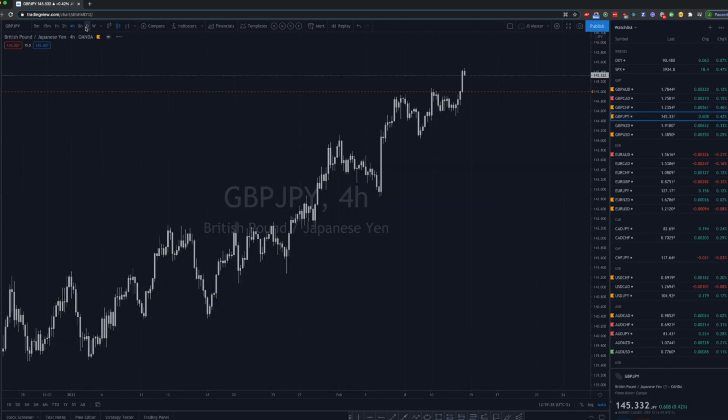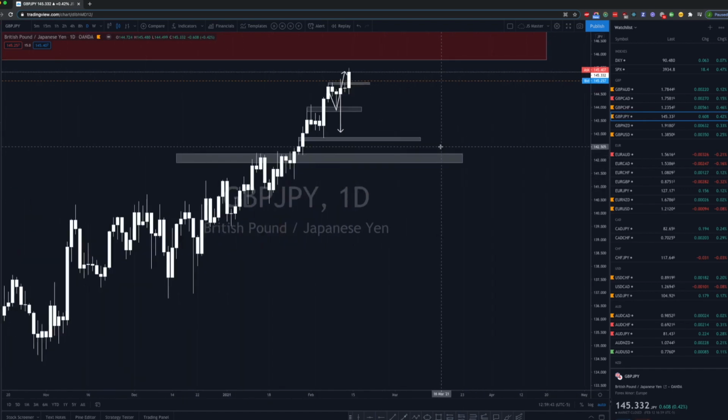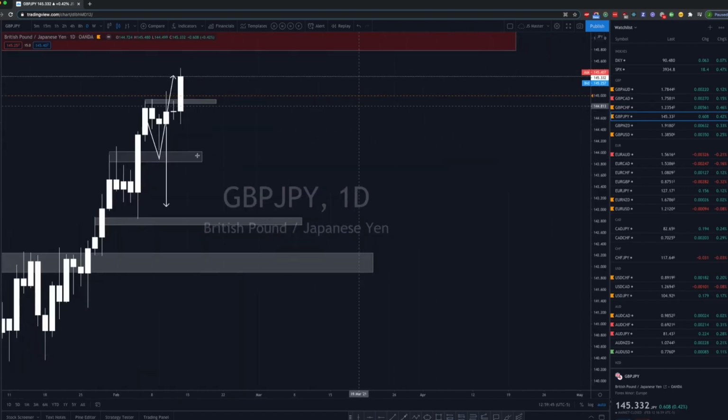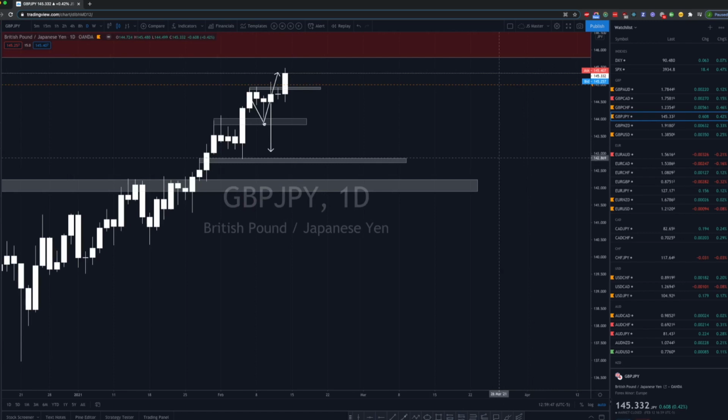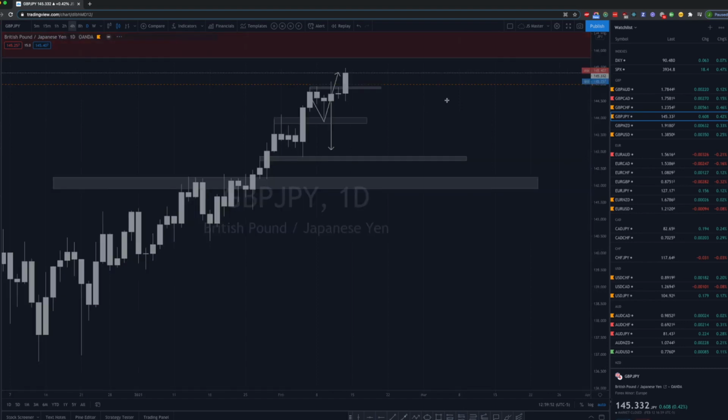GBPJPY, same sort of deal, I believe. So we already had GJ. So basically last week, the two options I was looking at was a deeper retracement. I'll go to the 4-hour time frame, right? Just so we could see it clearer.